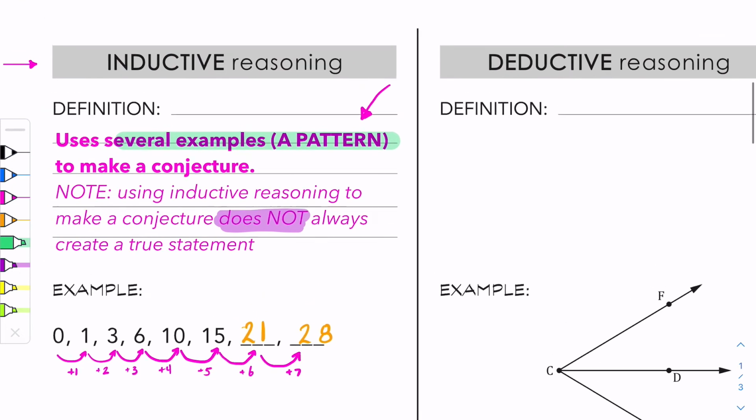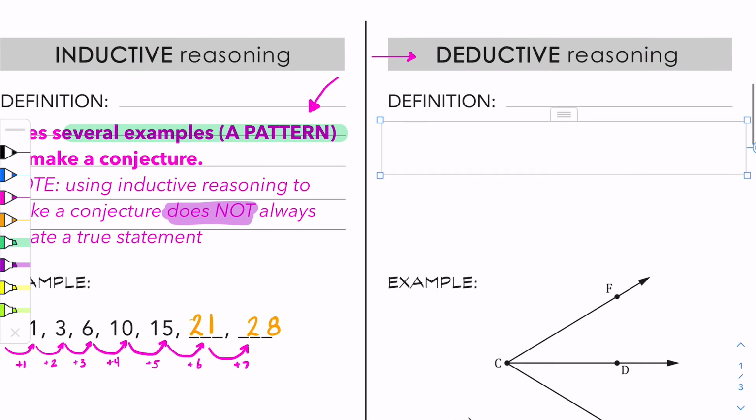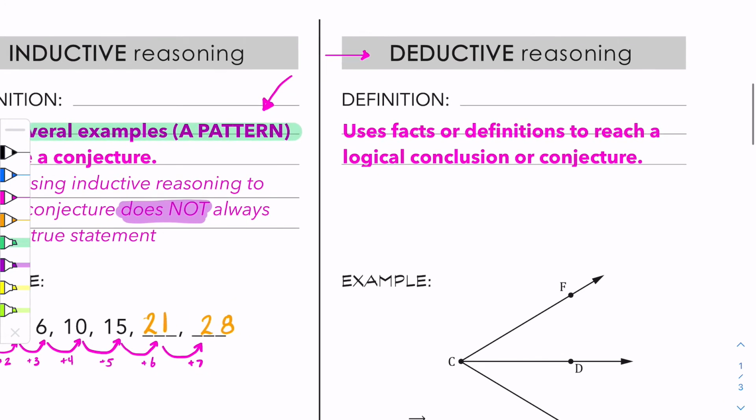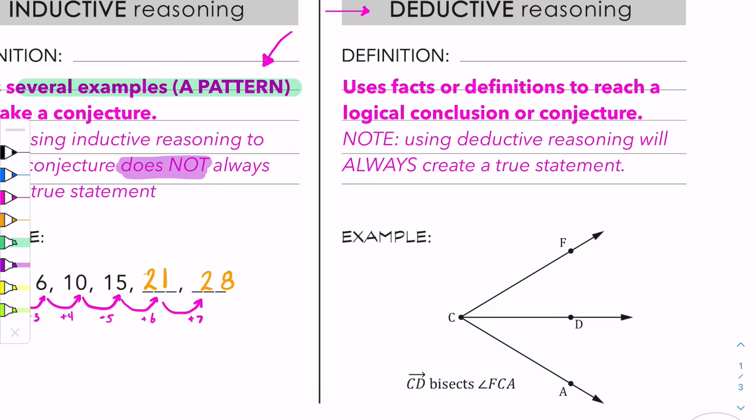If we compare this to deductive reasoning, deductive reasoning uses facts or definitions to reach a logical conclusion or conjecture. So deductive reasoning is concrete. You have facts that are given to you that cannot change. Using deductive reasoning will always create a true statement. So up here, I'm going to highlight facts or definitions.